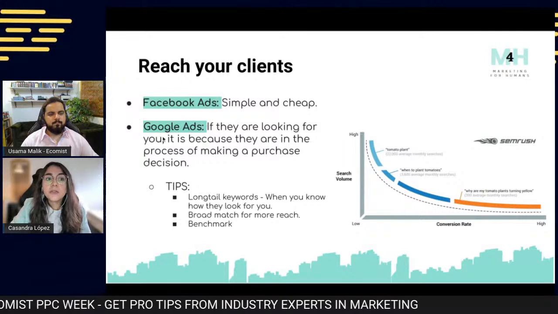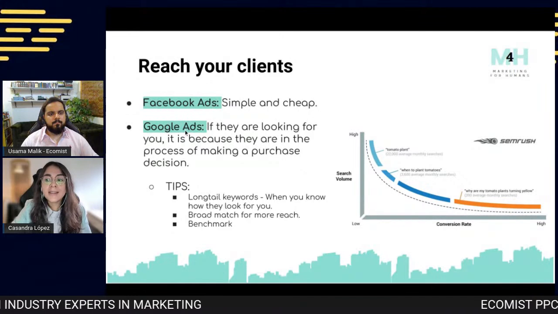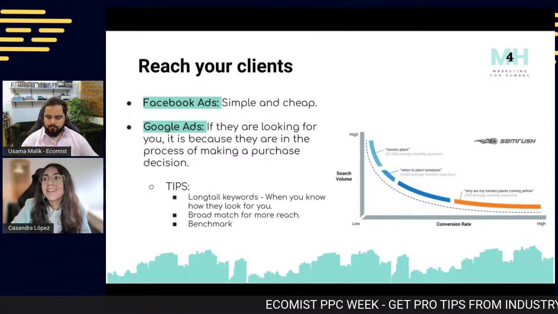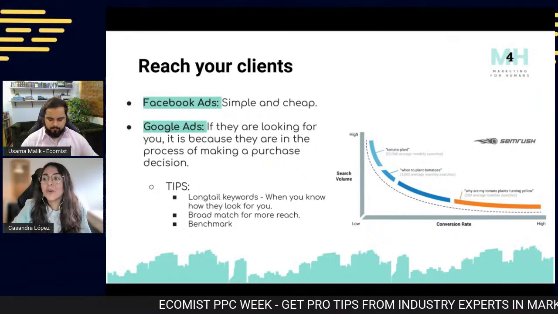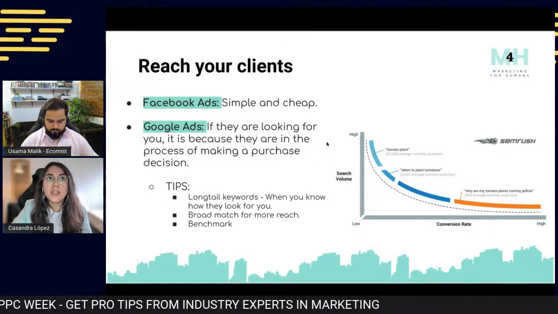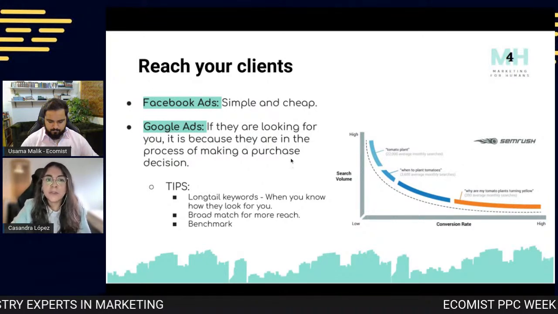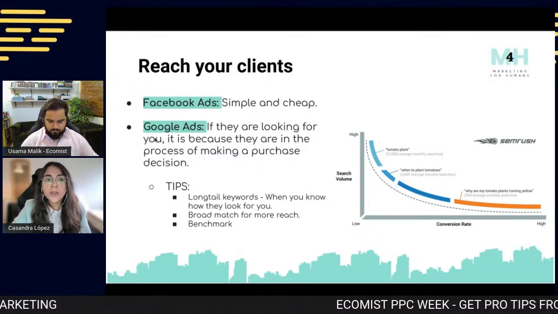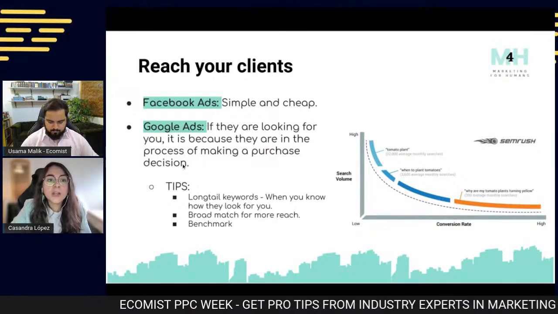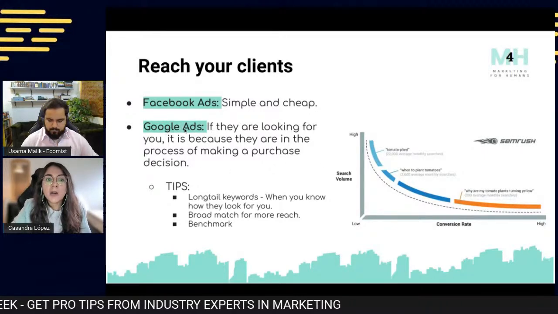And also, I will suggest you go with Google Ads. One thing I really like about Google Ads is that they have the intent. We don't lie to Google. If we are asking Google for, I don't know, the best Nike running shoes, it's because maybe I'm willing to buy the best Nike running shoes. I would not ask Google something if I'm not interested in that. So the good thing about Google is that if they are looking for you, it's because they are already thinking about making a purchase decision. So this is interesting about Google.